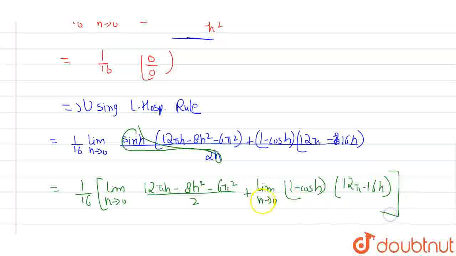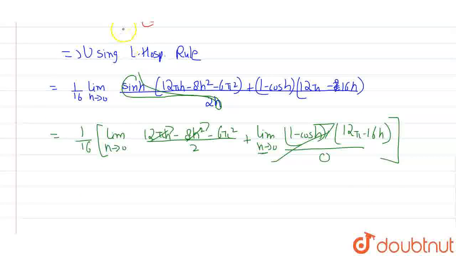Okay, when we put the value of the limit here, it will become completely 0, because 1 minus cos h will become 0. So we can remove this term now. Now we are left with this part only. If we put the value of h here, this one will become 0, 8h square will become 0, so we are left with 6 pi square only, right?